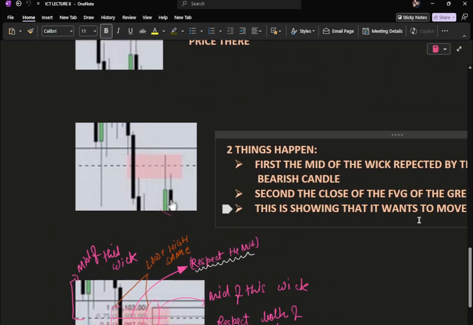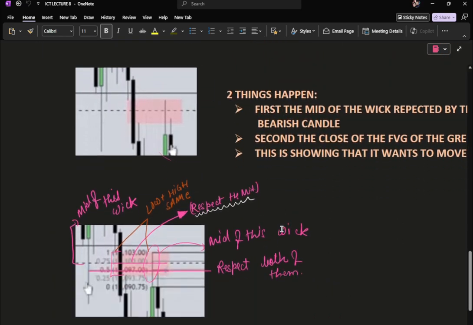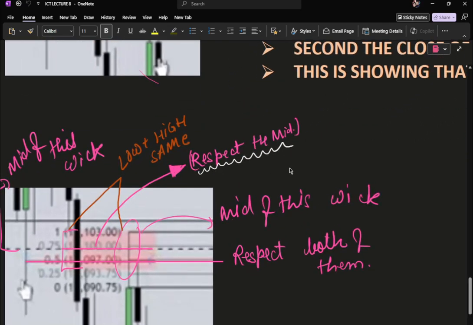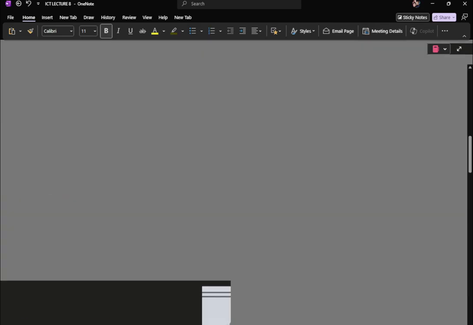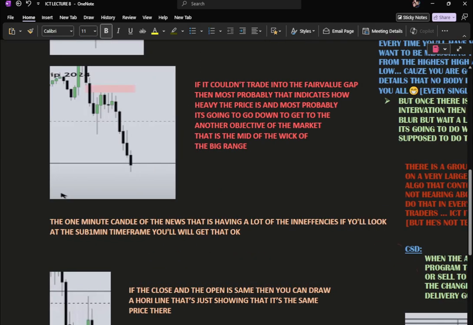So whenever you are trading, just make sure that you are using a cluster of these FVGs. The same thing is over here. Now let's go to the other side of this page.